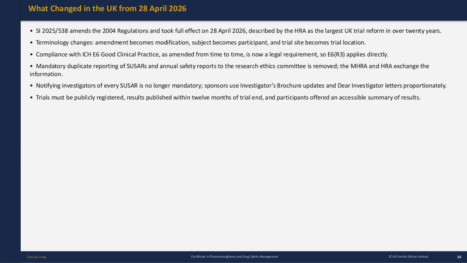Compliance with ICH E6, good clinical practice, as amended from time to time, is now a legal requirement, so E6R3 applies directly. Mandatory duplicate reporting of SUSARs and annual safety reports to the Research Ethics Committee is removed. The MHRA and HRA exchange the information.